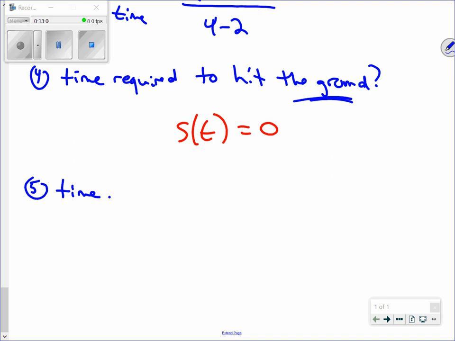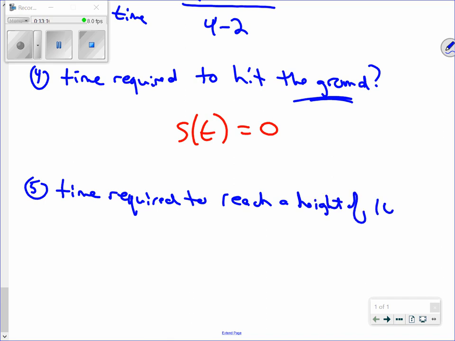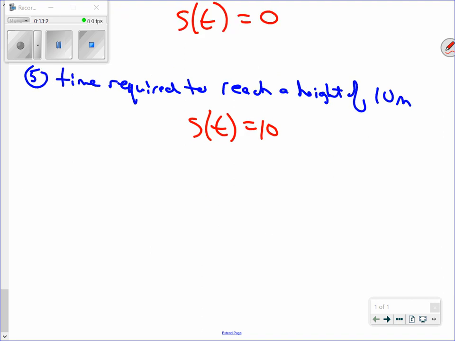The time required to reach a height of 10 meters or feet or whatever you're working in. Well, once again, I'm going to get a height of 10 meters. I take the position function, I set it equal to 10, and then I solve it. Okay? Solve it, figure out what t is. All right?